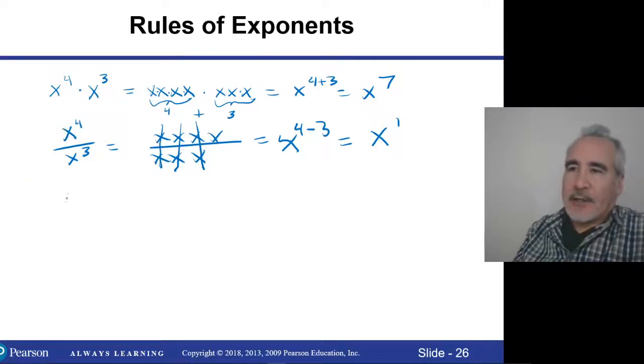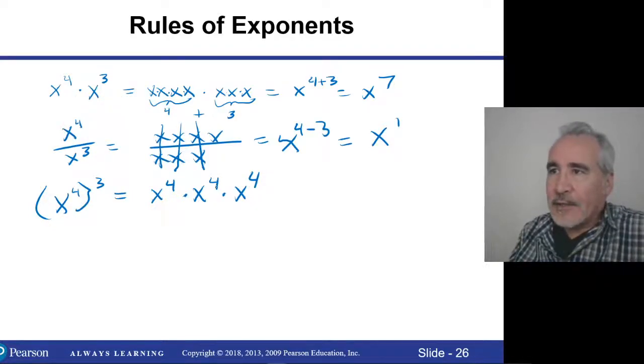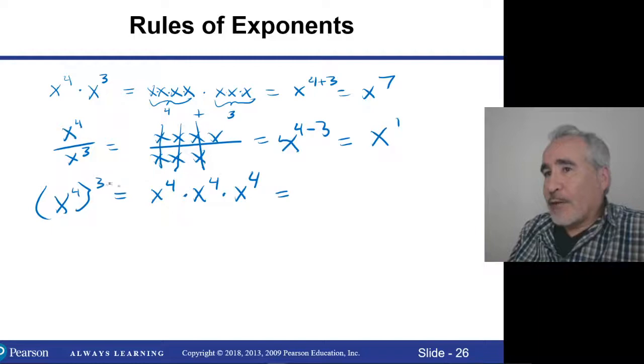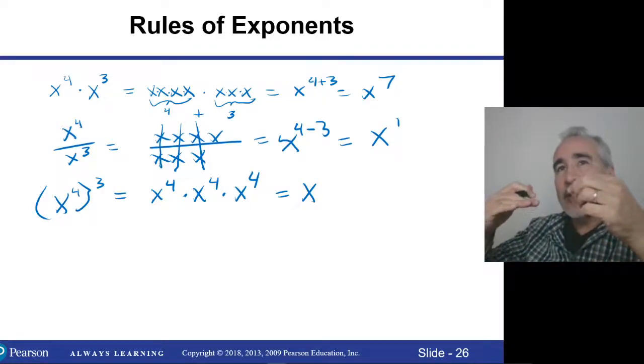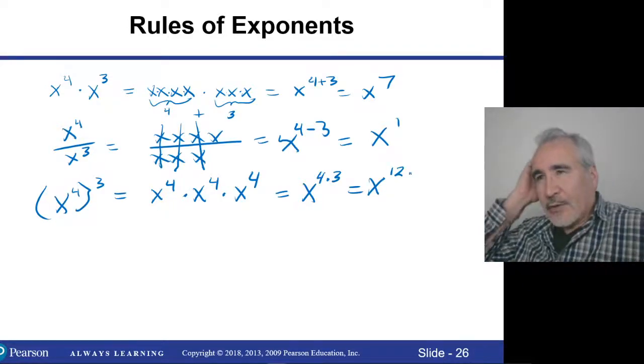How about a power to a power? Let's do x to the 4th raised to the 3rd power. Well, this 3rd power means we've got 3 of these, so that's x to the 4th times x to the 4th times x to the 4th. And from the previous rule, we could just add these together, 4 plus 4 plus 4, which gives us 12. If we took 3 times 4, we would have gotten 12 anyway. So that's what happens when we've got an exponent to an exponent. Remember, take one step down from exponents. Where are you? Multiplication. So we take 4 times 3, which gives us x to the 12th power. And those are your basic ones.